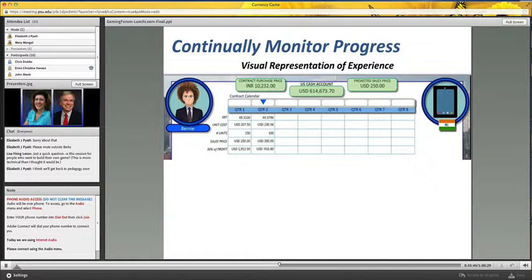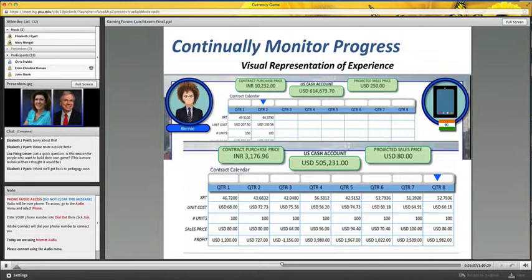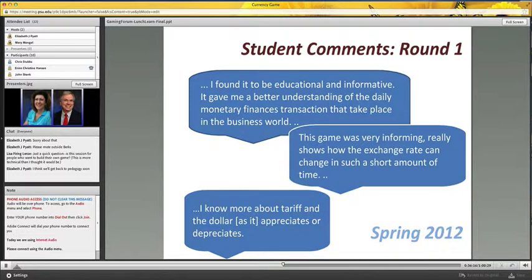So in round 2, as in round 1, you can continually monitor your progress on a chart. And there's a continual visual representation of your experience, displaying your character, the product you chose to invest in, the currency which you selected, and each quarter's results are added to the chart as you work through your current contract. So when you've completed all 8 quarters, you'll be able to compare your profits over the term of the contract.